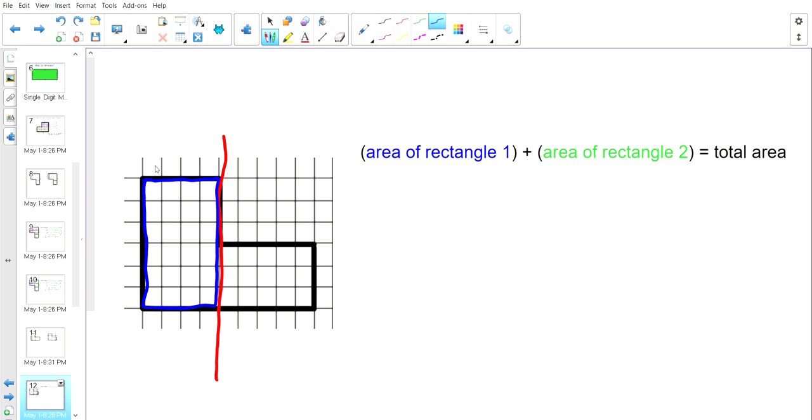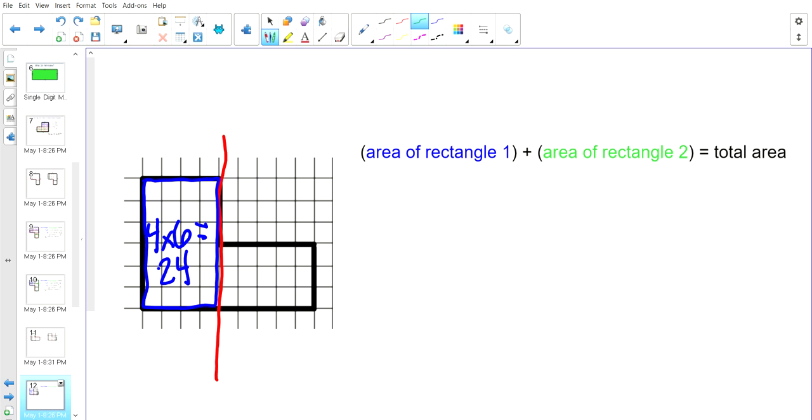This rectangle is 1, 2, 3, 4 squares wide. Now let's count and see how tall it is. This rectangle is 1, 2, 3, 4, 5, 6 squares long. That means that this is a 4 by 6 rectangle. I know to find the area of the rectangle, I'll multiply the length times the width. 4 times 6 equals 24. So the area of this rectangle is 24 square units.